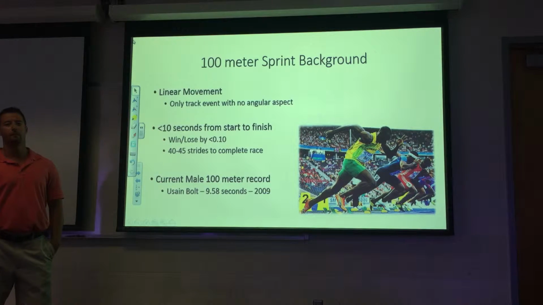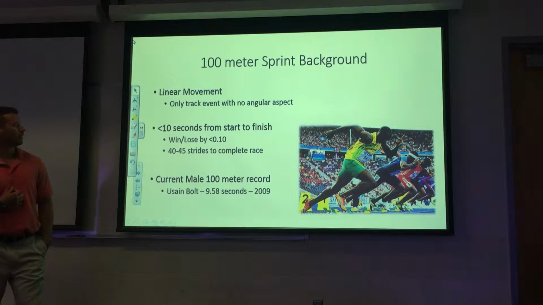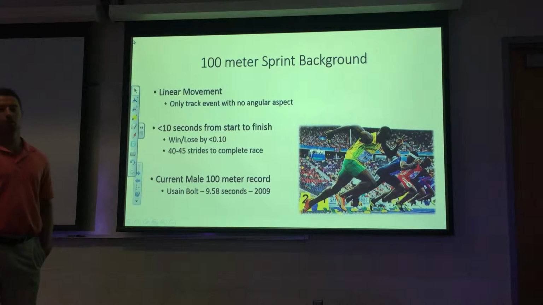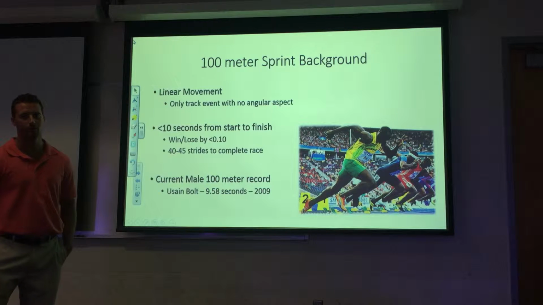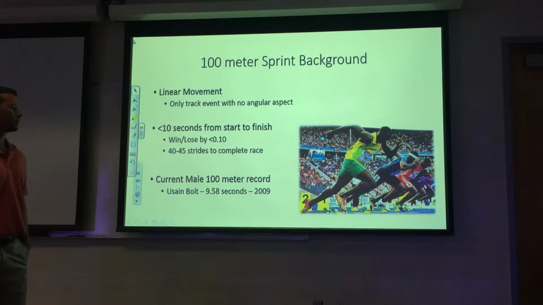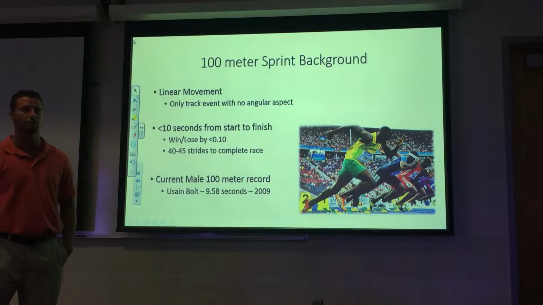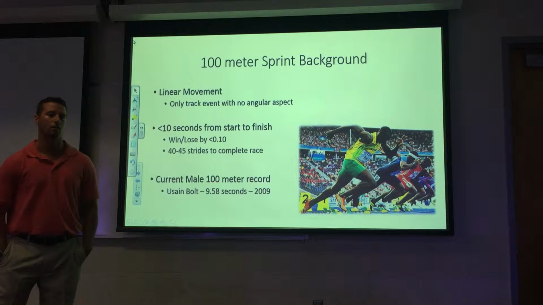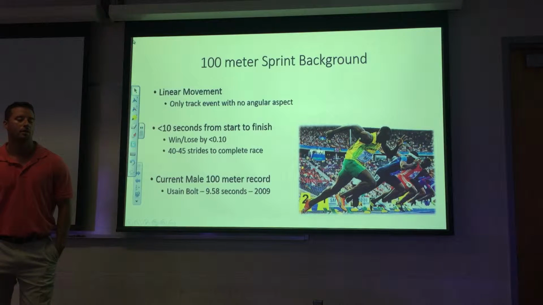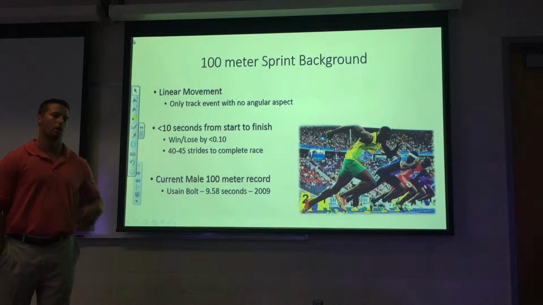All right, so just a quick background on the 100-meter sprint. It's a linear movement. It's actually the only track running race that's 100% linear. Once we start getting over 100, I'm sorry, into 200 and 400, it's going to start to involve an angular aspect to it. So this is a unique race where we're only performing a linear movement.